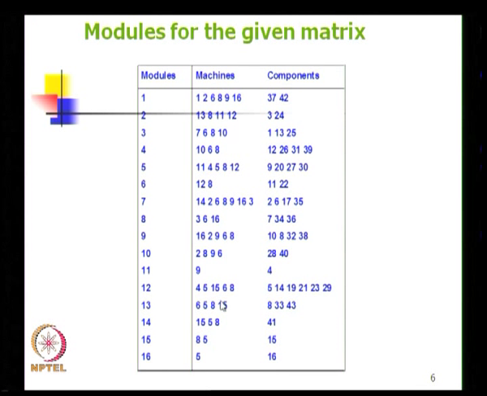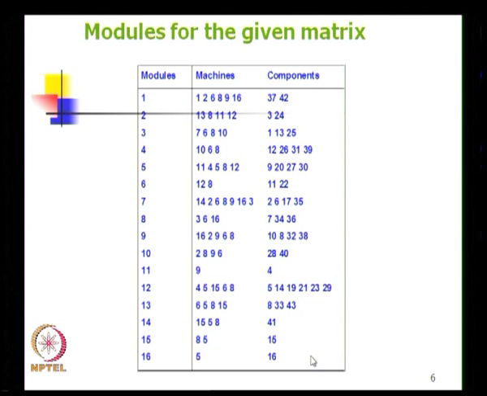Now, module number 12 has machines 4, 5, 15, 6, 8 and it makes a certain number of components. This module has 6, 5, 8, 15. This has 15, 5, 8, 8, 5 and 5. Now, you realize that actually speaking, this module can not only make this entirely, can also make this, can also make this, this and this. So, we can actually merge all these 5 modules into a single module which can make all these components.